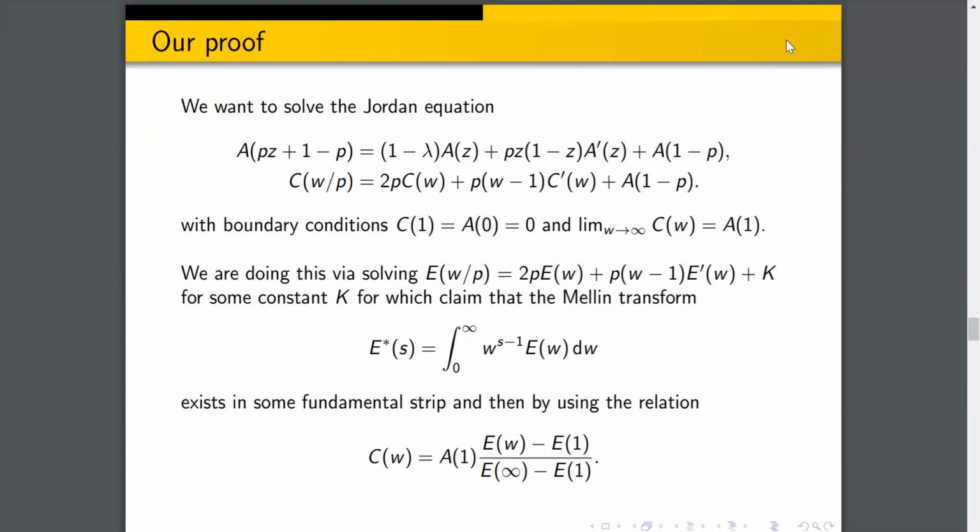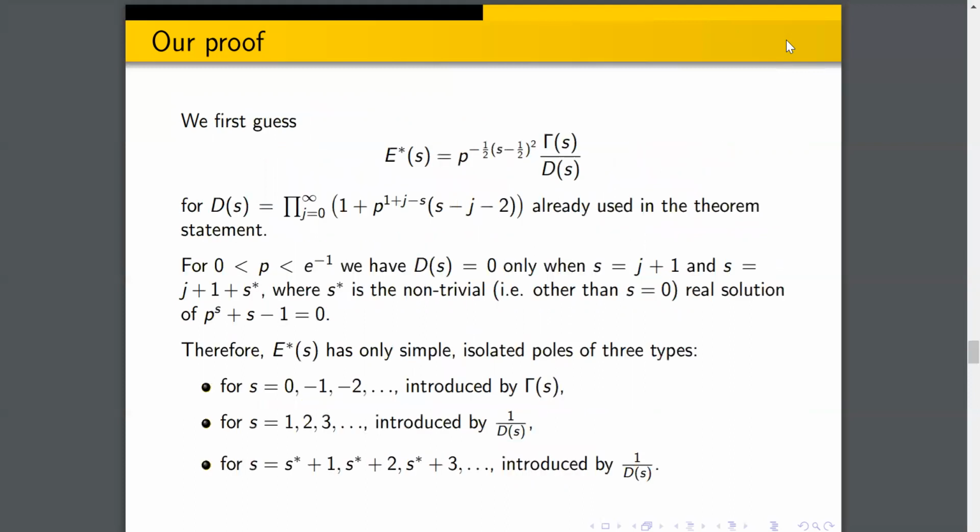Therefore, we did a trick, and the trick was as follows. Suppose that we have the same equation, only the constant at the end is different. And suppose that it indeed has some Mellin transform, and this Mellin transform exists in some fundamental strip. Then we may quite easily translate between E and C using the equation at the bottom of the slide. So it's no problem.